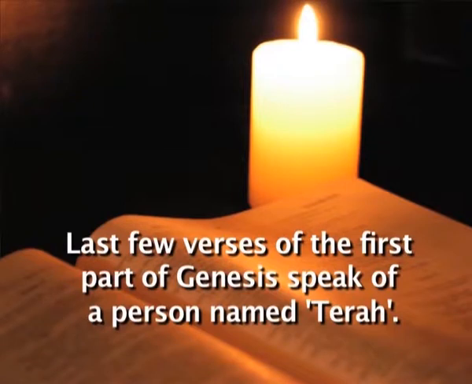The last few verses of the first part of Genesis speak of a person named Terah, who was the descendant of Shem, Noah's son. Terah was the father of Abram, later called Abraham. He decides to move out of Ur, the land of Canaan, through Haran. According to the Kultepe texts, these are the texts composed by Assyrian traders from the 19th century BC.